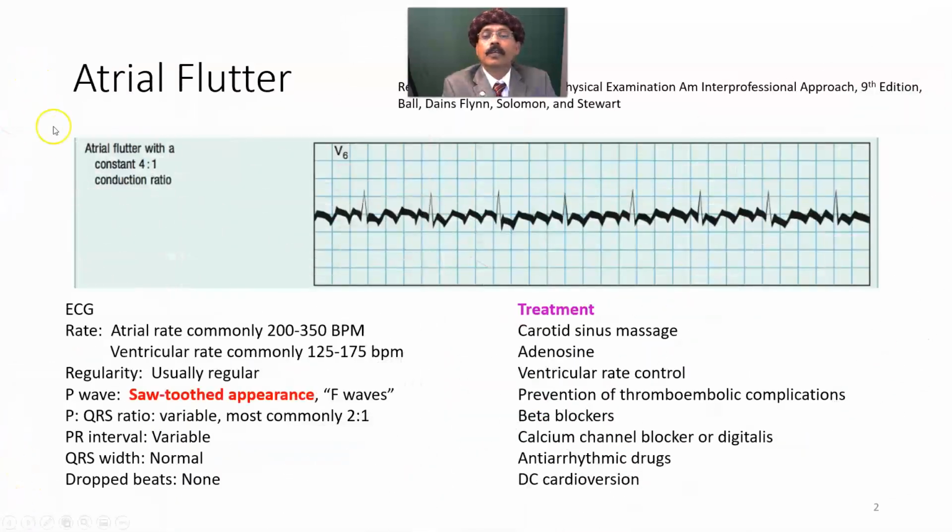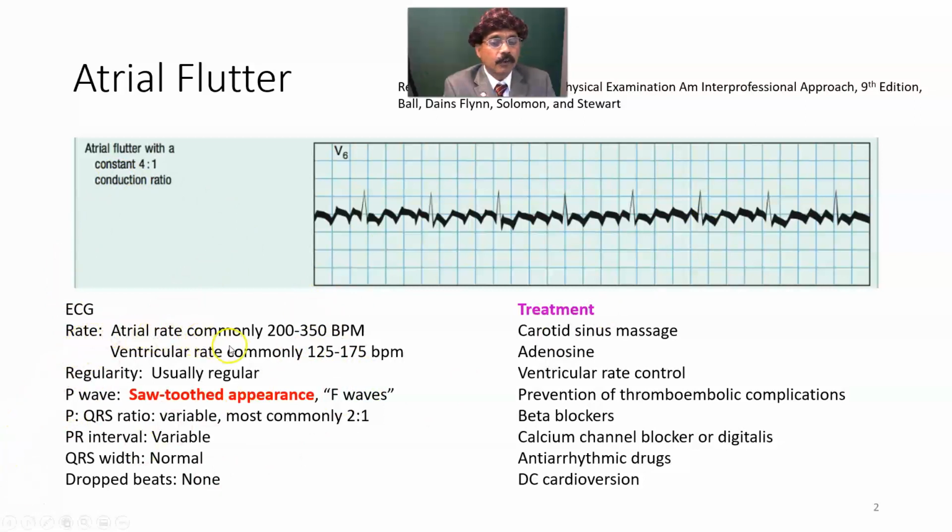Okay, so atrial flutter with a constant 4:1 conduction ratio means for 4 atrial contractions, 1 ventricular contraction: 1, 2, 3, 4, then one ventricular depolarization; 1, 2, 3, 4, then one ventricular depolarization. Here in this flutter we are saying 4:1, but it may be 2:1, it may be 3:1.